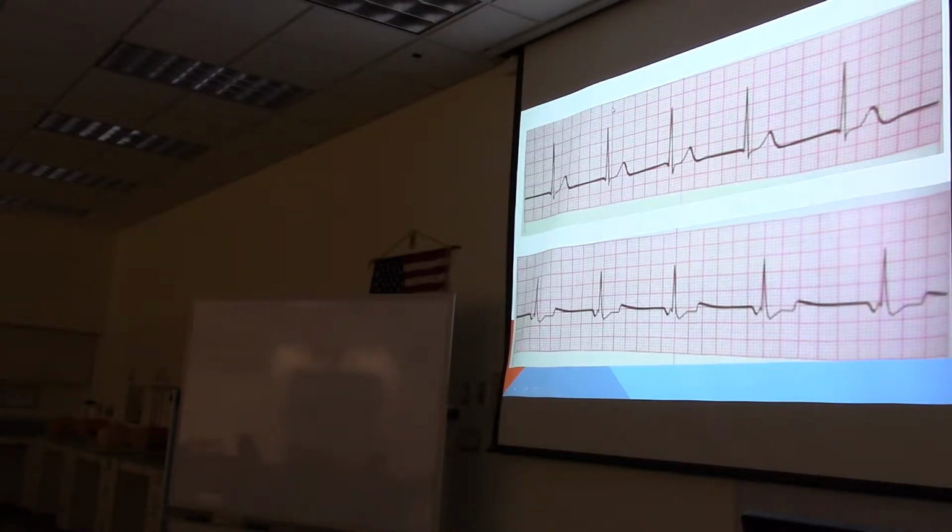Also, if this is a 6-second strip, how fast is the rate? 50. Yeah, 50 per minute. So it's slow. There's no P wave, but there's a normal QRS, so we know that it's a junctional rhythm. The strip below that shows an inverted P wave. QRS is normal. Again, we'll call that a junctional rhythm, and we just know that the atria depolarized backwards.